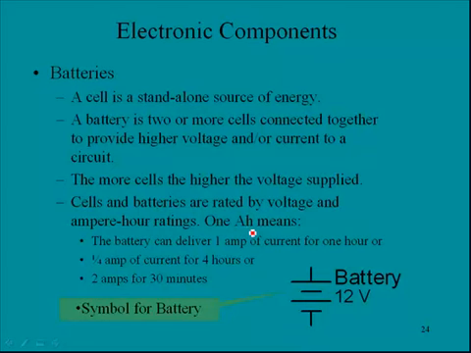And 1 ampere hour means the battery can deliver 1 amp of current for 1 hour, or a quarter of an amp of current for 4 hours, or 2 amps of current for 30 minutes. And there you have lots of variation here, but this is the concept of an ampere hour. And here we have a symbol for a battery. The longer terminal here is the positive side, and the shorter side is the negative side.